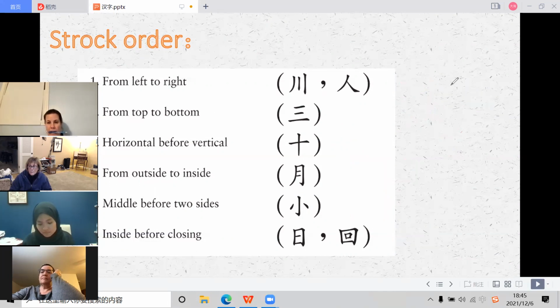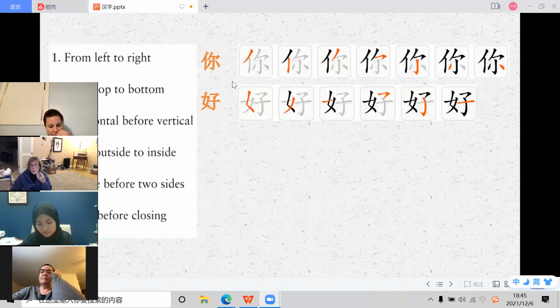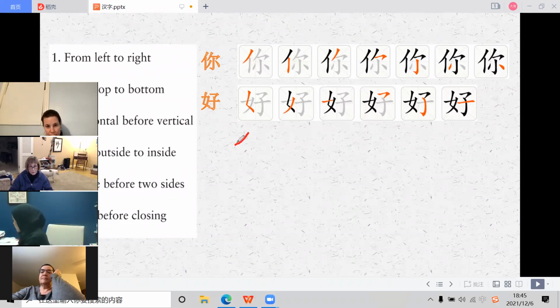So how can we practice? By what we have learned. 你好, yeah. Take out your pens and notes, and write with me. 你, left to right, top to bottom, middle, and then aside.